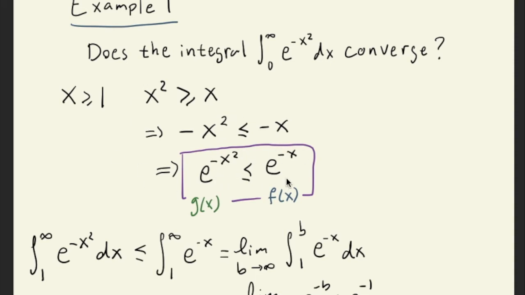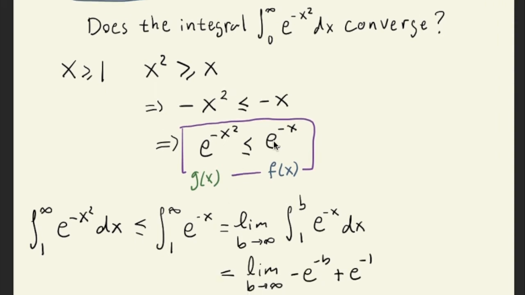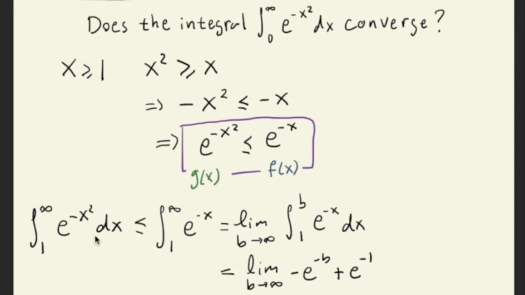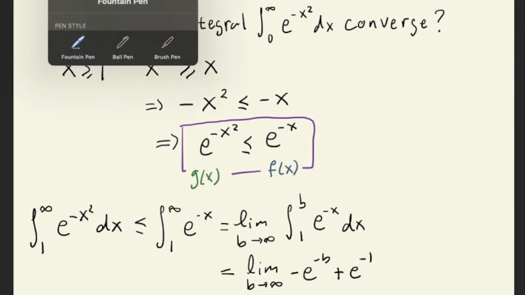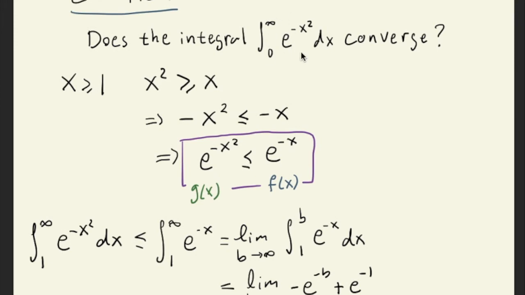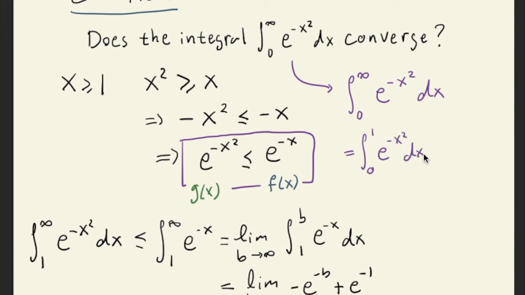But then once we were able to bound it above by a function, and we know that this function e to the negative x, the improper integral from 1 to infinity, converges, we can figure out that this integral of e to the negative x squared converges. And the one that we were really looking for is the integral of e to the negative x squared from 0 to infinity. But this is equal to, you can integrate from 0 to 1 plus from 1 to infinity.